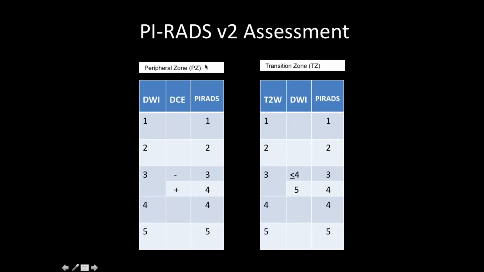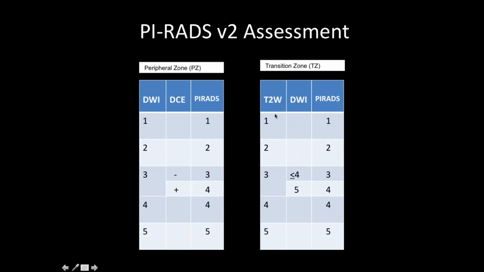So this is an example in the peripheral zone. Diffusion is the dominant sequence. So if you have on diffusion a score of 4 and T2 is a 2, diffusion will still be the highest ranking score, so the final PI-RADS score will be a 4. Sometimes you're doubting, and if you have a PI-RADS 3, only the perfusion may alter the final diagnosis and upstage it from a 3 to a 4.